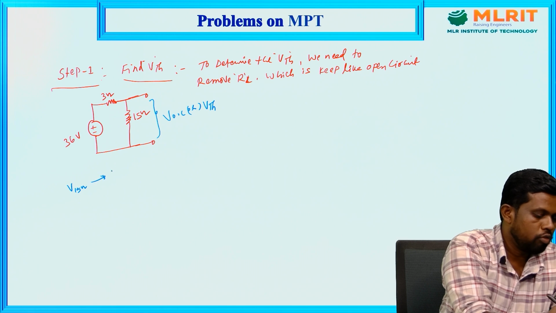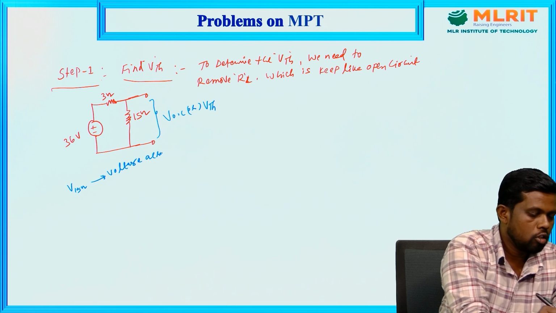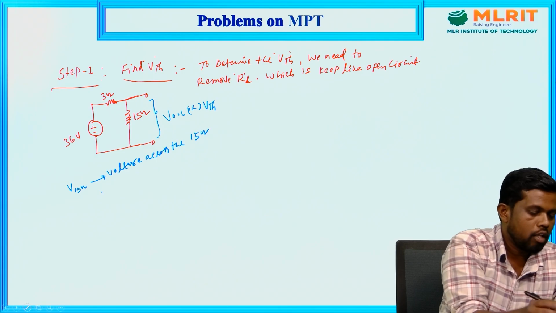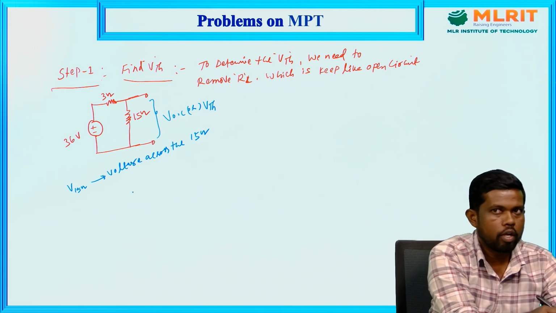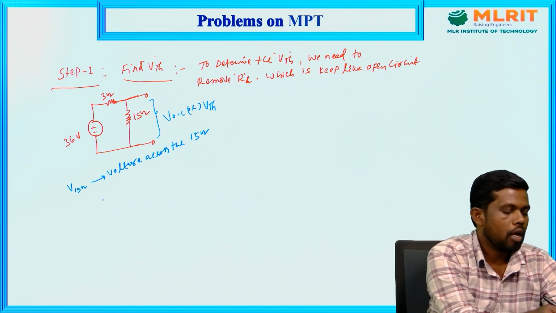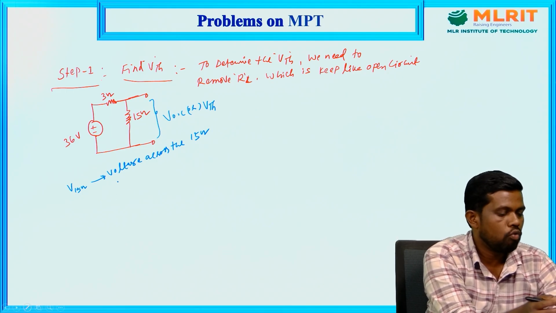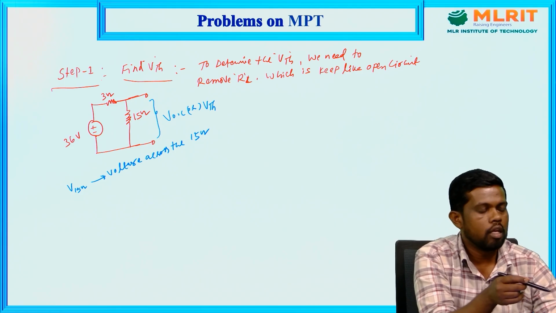So V15 is the voltage across the 15 ohms. To find the voltage across the 15 ohm resistor, we can apply different techniques, like Kirchhoff's law, to find the current. Then we get some current value, and across the 15 ohm resistor we will get some voltage.